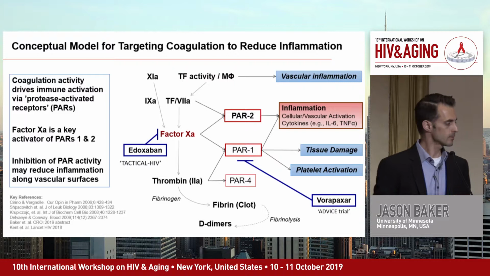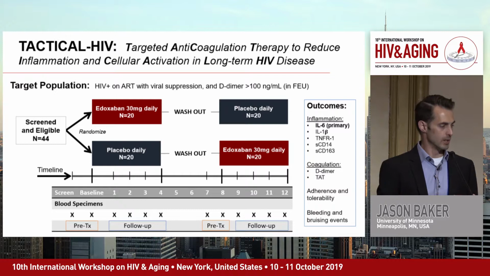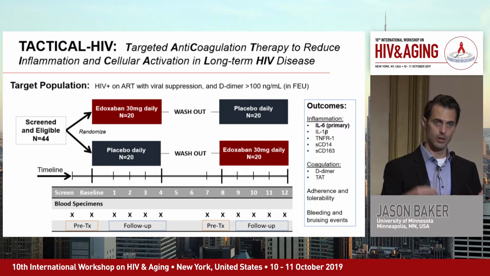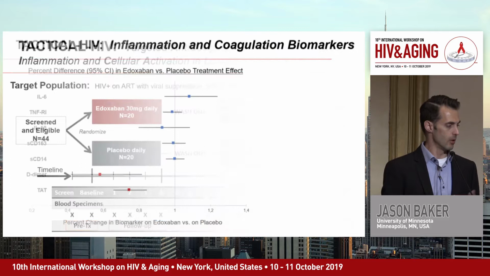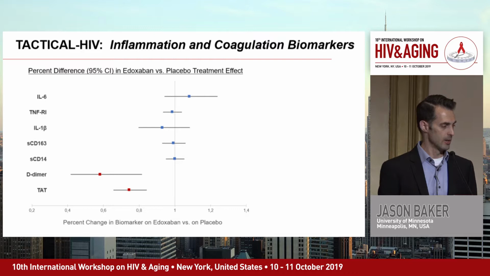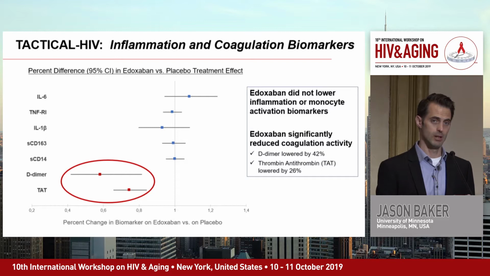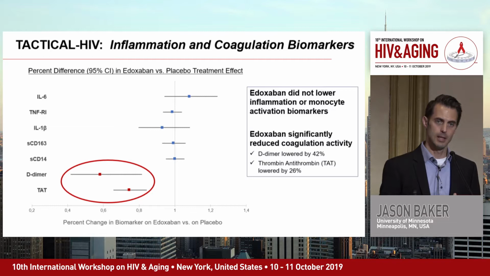The first drug, edoxaban, the factor 10A inhibitor, we conducted as a crossover study, so we randomized a sequence of drug with a washout period in between. We selected for those with viral suppression and D-dimer levels over 100, and our outcomes were primarily inflammatory markers, as well as looking at the effects on the coagulation system. What we showed here, where I've represented the key inflammatory markers in blue and the anticoagulant markers in red, is that we did show a pretty robust anticoagulant effect with a 42% drop in D-dimer, but we didn't have any impact on inflammatory pathways here.